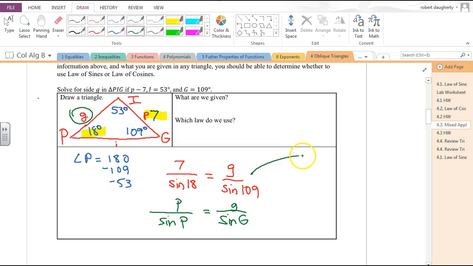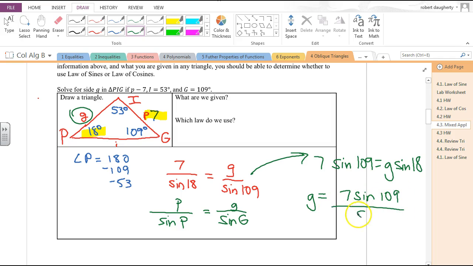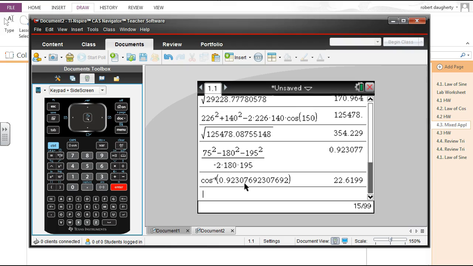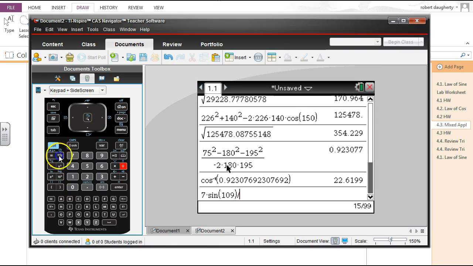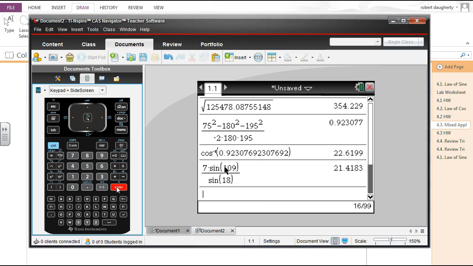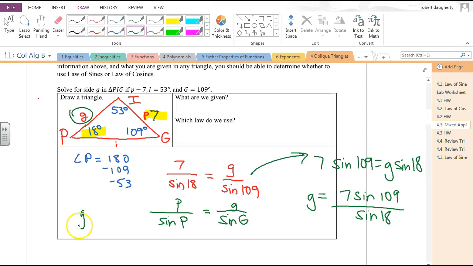From here, I will cross multiply. And I get 7 times the sine of 109 equals G sine of 18. And solve this for G. So G is equal to 7 sine 109 over sine 18. So 7 times the sine of 109 divided by the sine of 18. That gives 21.42. So G is 21.42. It's just an example of using the law of sine to solve a problem.